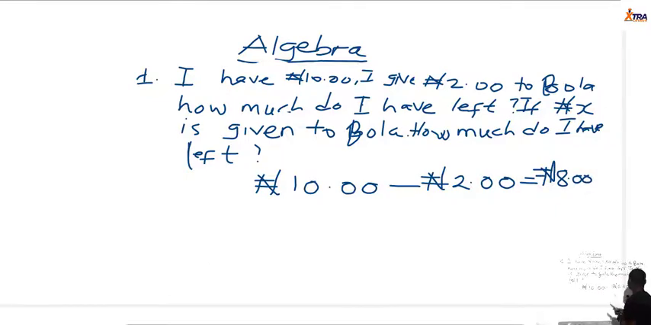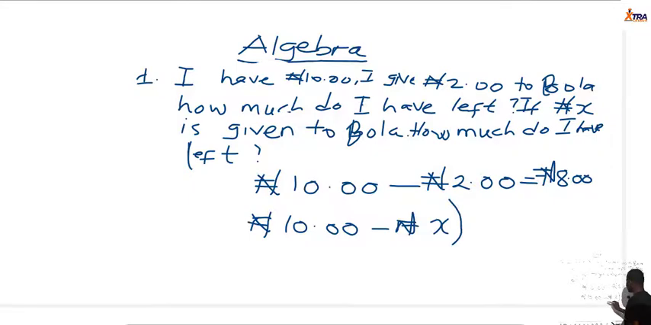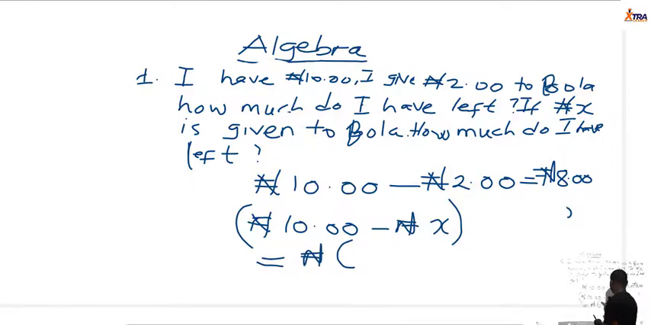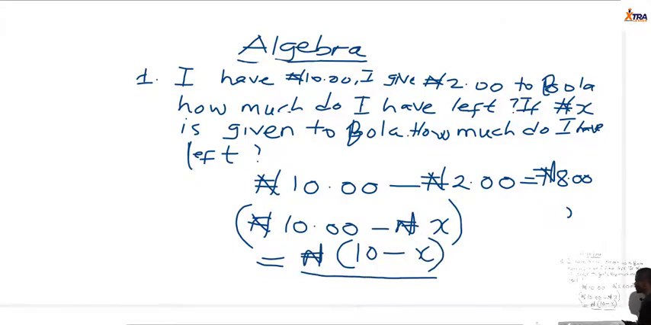Now the same question says, if x naira is given to Bola, how much do I have left? Now I have 10 naira. I'm giving out x naira to Bola. So how much do I have left? It's the same as in the first instance where I subtracted 2 from 10. So in this case now, I have 10 naira minus what? Minus x. That would be my answer. So if I have 10 naira and I take away 2 naira, I have 8 naira. And when I take away x naira from the same amount, I have 10 minus x naira.